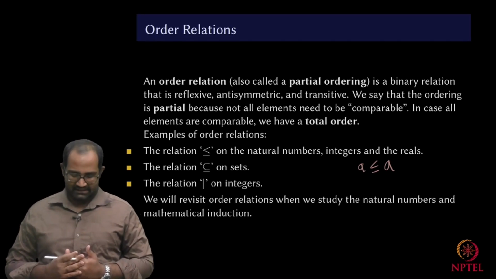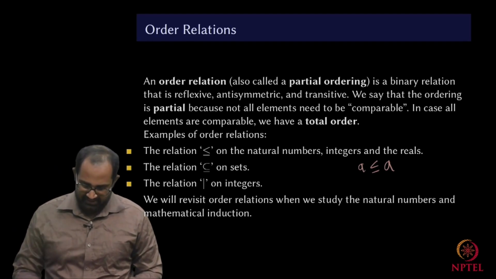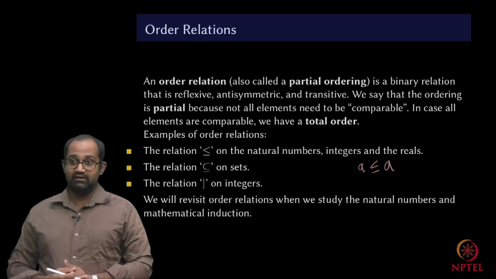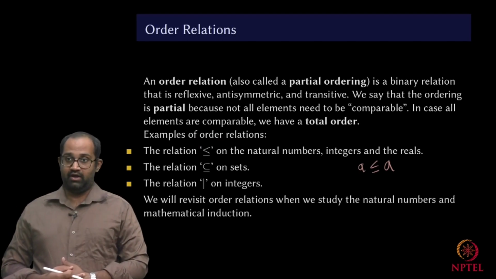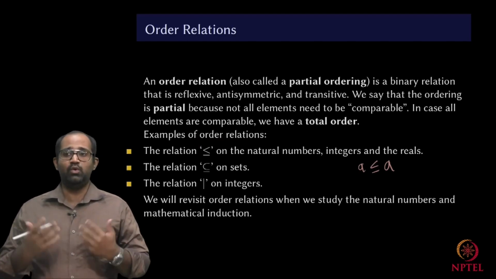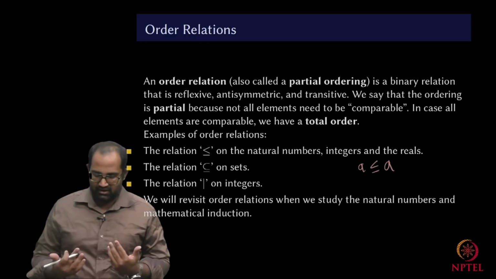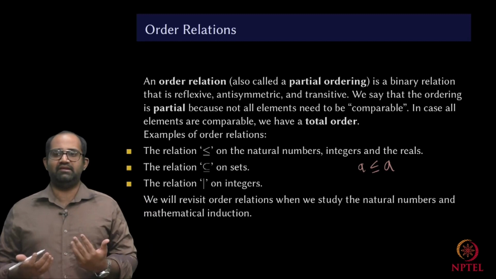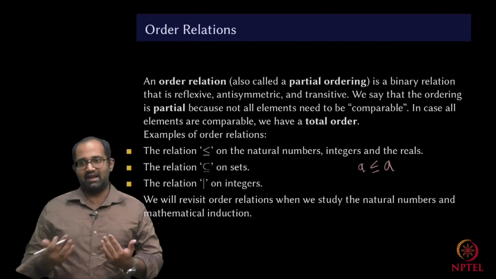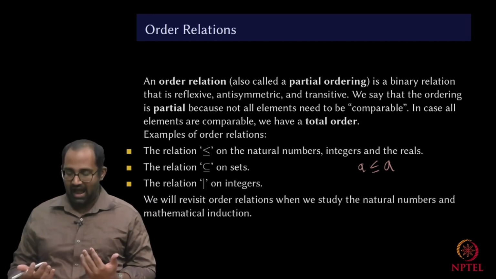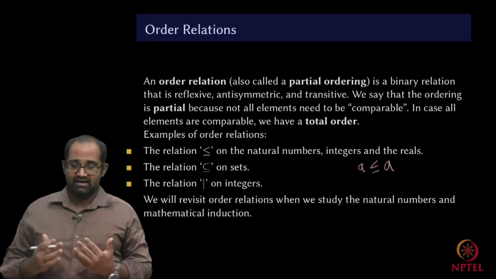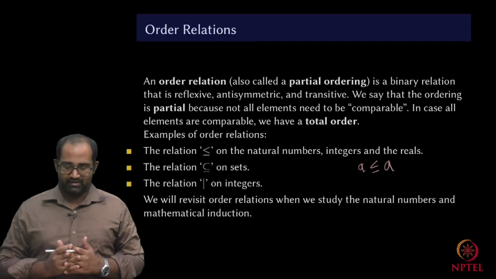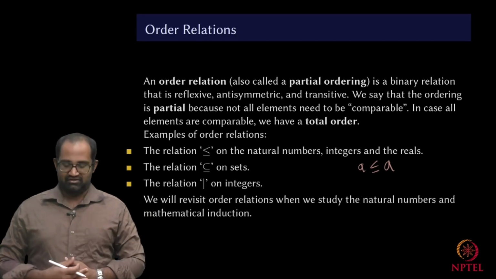Now, notice one thing, this relation of being less than or equal to on natural numbers, integers and reals is a total ordering, meaning that for any two elements you take, either A is less than or equal to B or B is less than or equal to A. Note, it can happen that both are true, in which case A will have to be equal to B, but nevertheless the point I want to emphasize is that no matter which two elements in the integers you take, they will be comparable with each other.